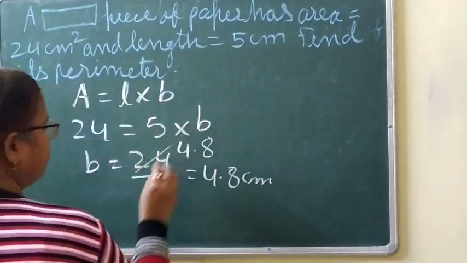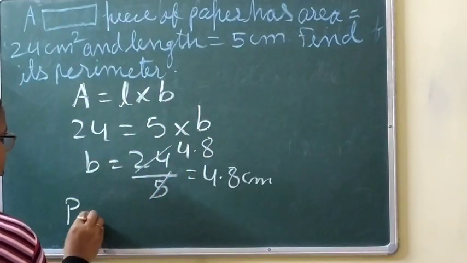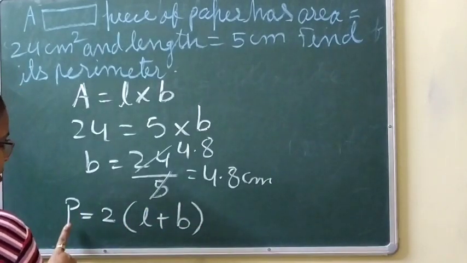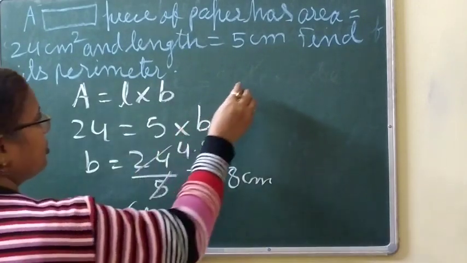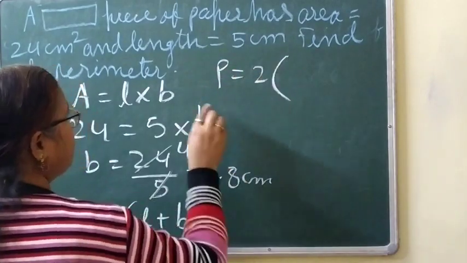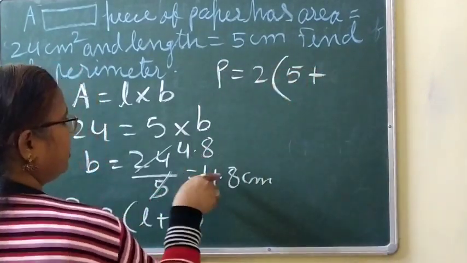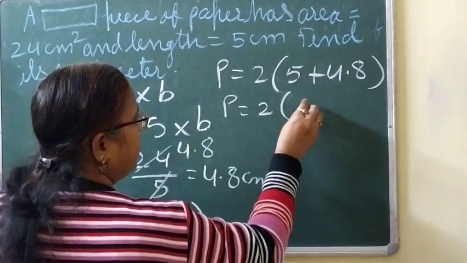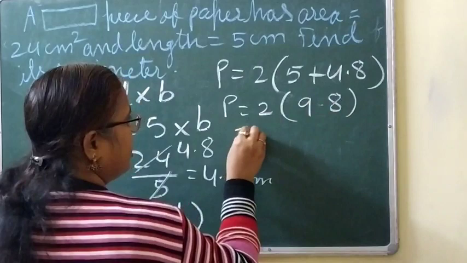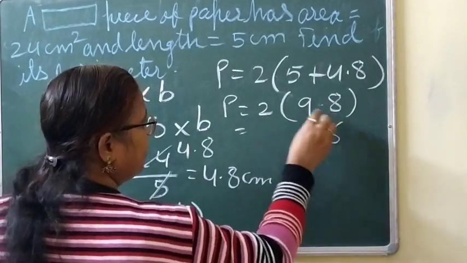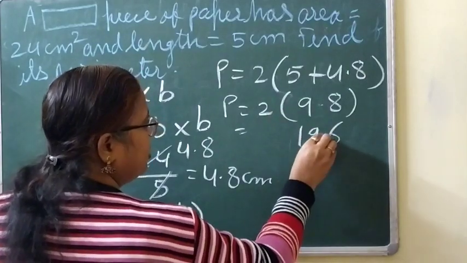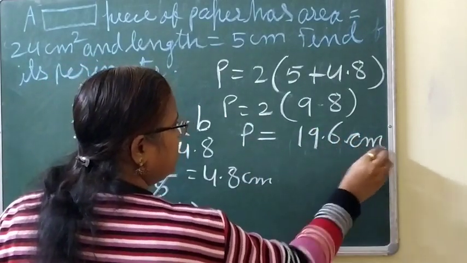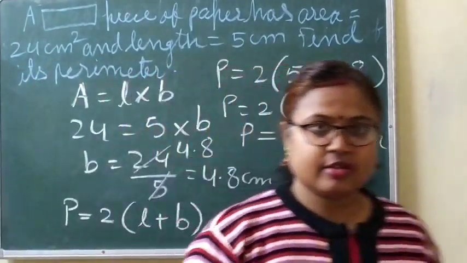Now what do we have to find out? Perimeter. The perimeter of a rectangle is 2 times L plus B. This is the formula to find the perimeter. Please note it down. So P will be equal to 2 times, L is 5 and B is 4.8. When we add, we get 9.8, and when we multiply by 2, we get 19.6. So the perimeter will be 19.6 centimeter. Answer. Clear?